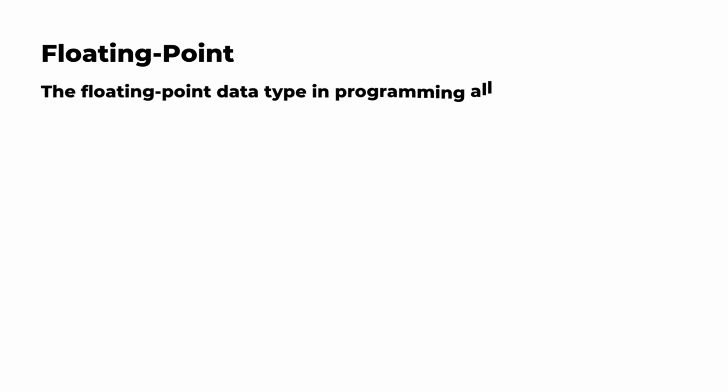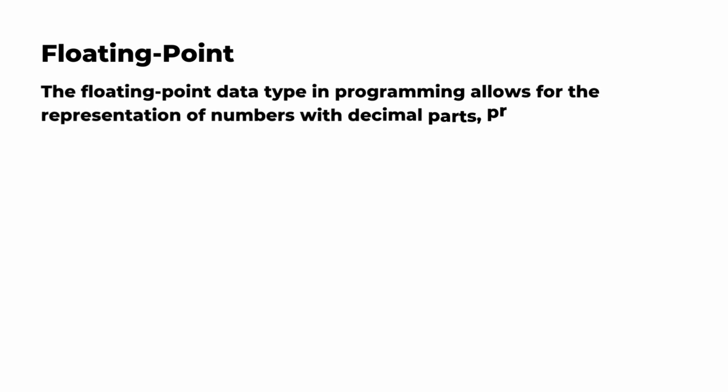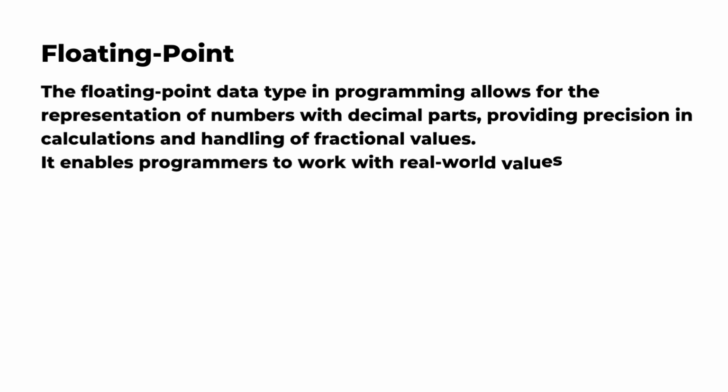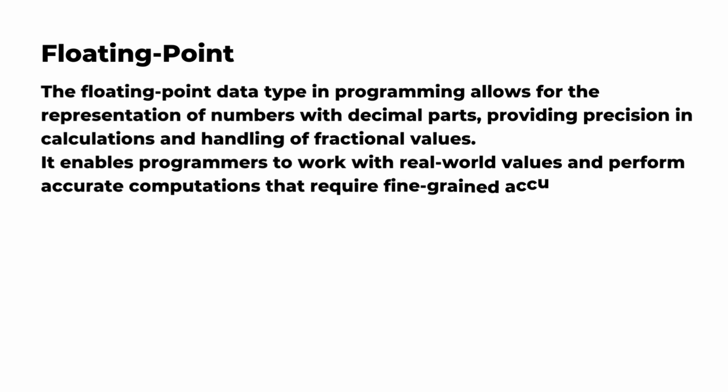Floating point data type. The floating point data type in programming allows for the representation of numbers with decimal parts, providing precision in calculations and handling of fractional values. It enables programmers to work with real-world values and perform accurate computations that require fine-grained accuracy. The most common sizes are 32-bit and 64-bit.